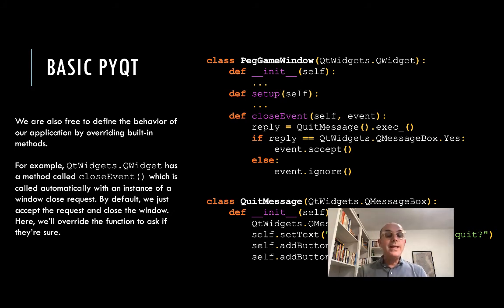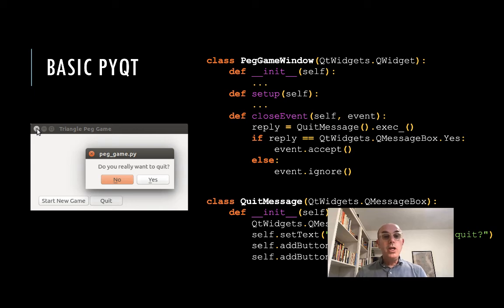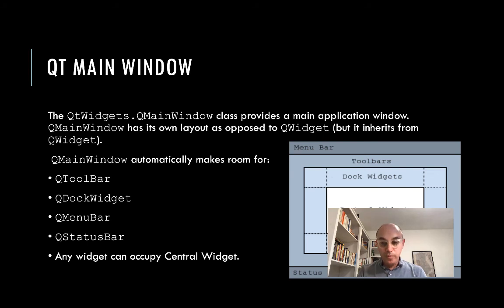We are also free to define the behavior of the application by overriding built-in methods. For example, we can use closeEvent, which is called automatically with the instance of a window close request. By default, we accept the request and close the window. However, we can override the function if we want to ask, are you sure you want to quit? Are you sure about that? And that's something that we can do.